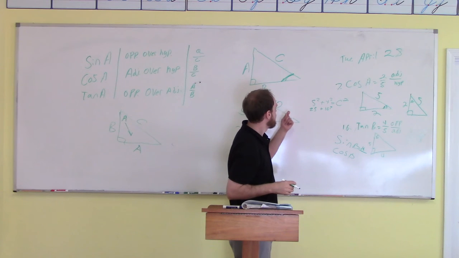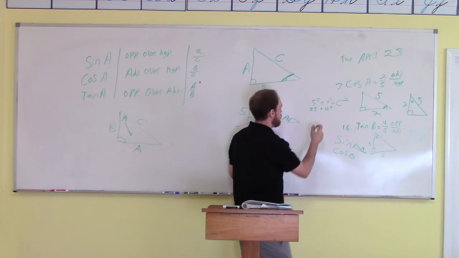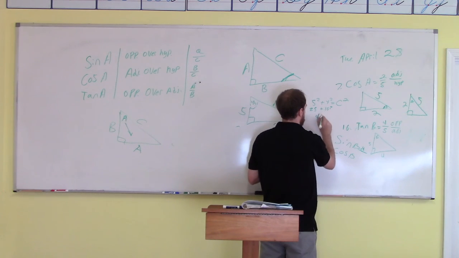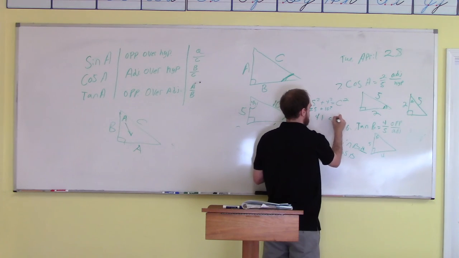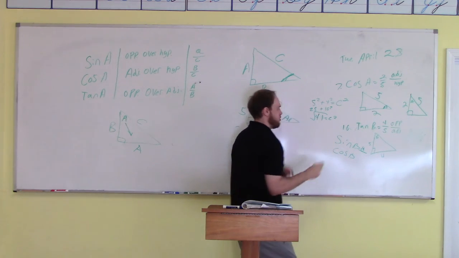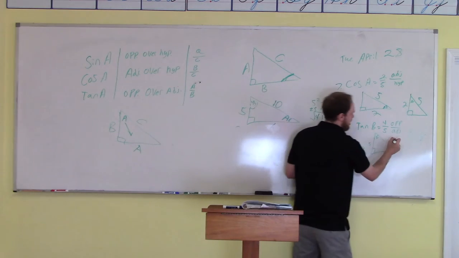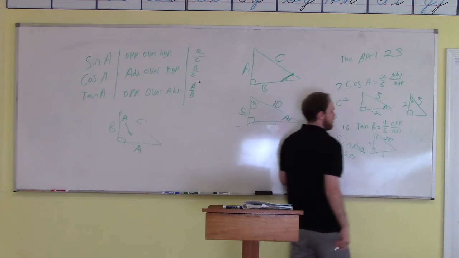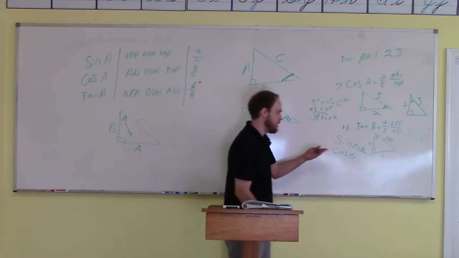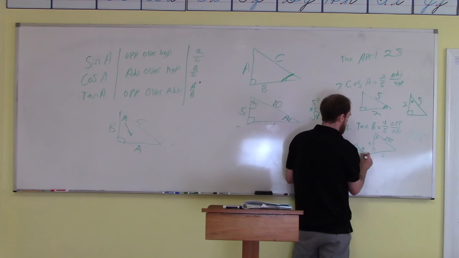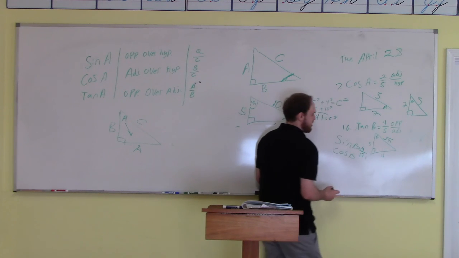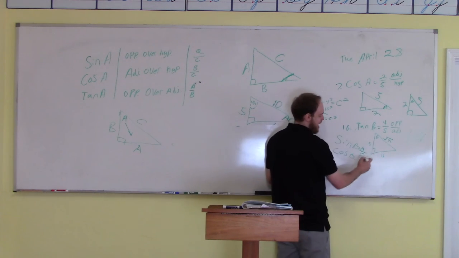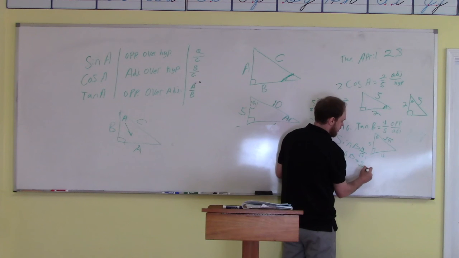30, 36, 42, 41. So 41 would equal c squared. Then I'm going to take the square root and I can just do the square root of 41. So I know that my hypotenuse would be the square root of 41. So then when I do the sine of B, it'd be 4 over the square root of 41. And then when I do cosine, it would be adjacent, which was 5 over the square root of 41.